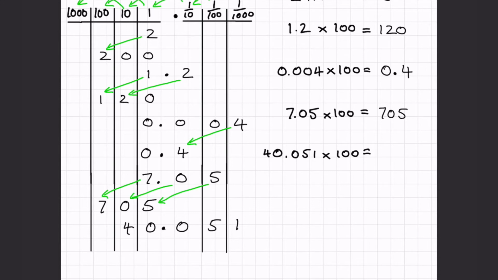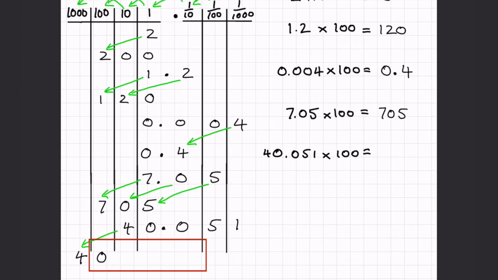40.051. We're multiplying by 100. Well, let's deal with the first digit of the number that we're multiplying by 100, which is the 4. The 4 moves from the tens column into the thousands column. All the other digits, the 0, the 5 and the 1, all now follow into place.